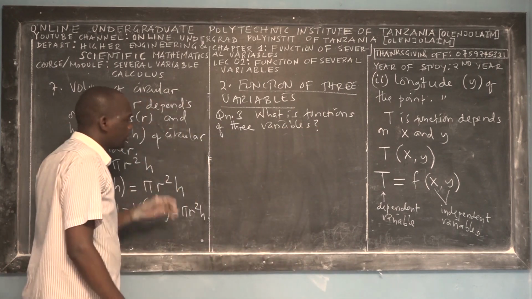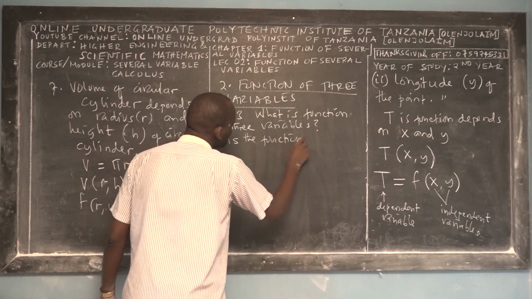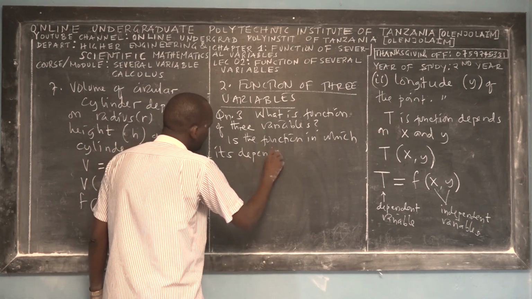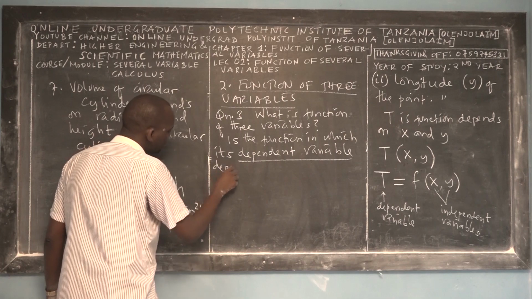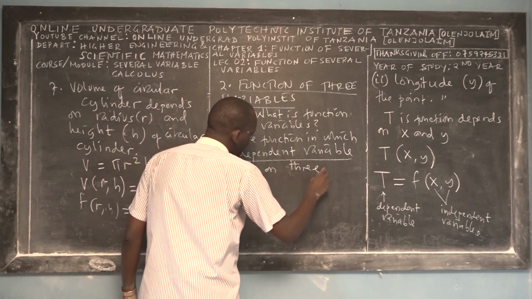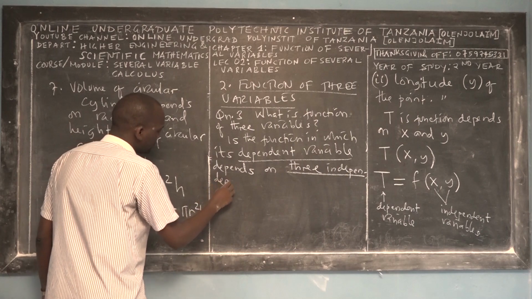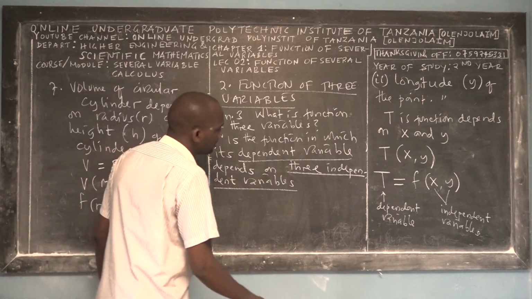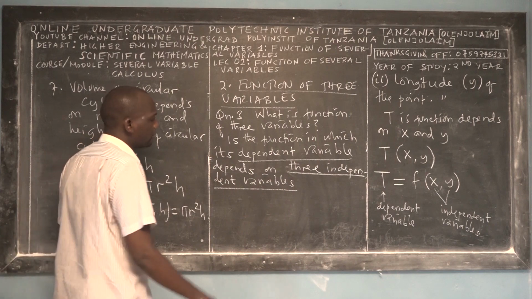What is a function of three variables? Simply say that this is the function in which its dependent variable, it's only one, depends on three independent variables. Right? It depends on the three independent variables. This is the definition.